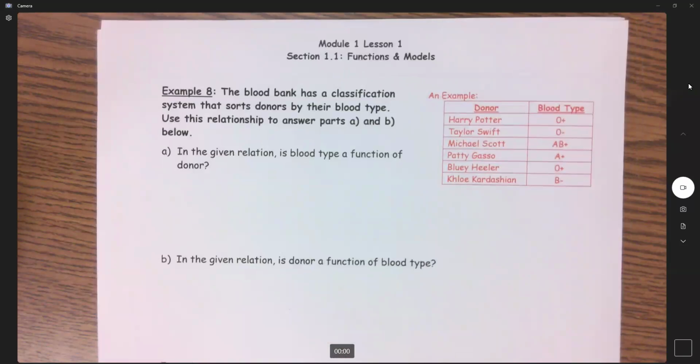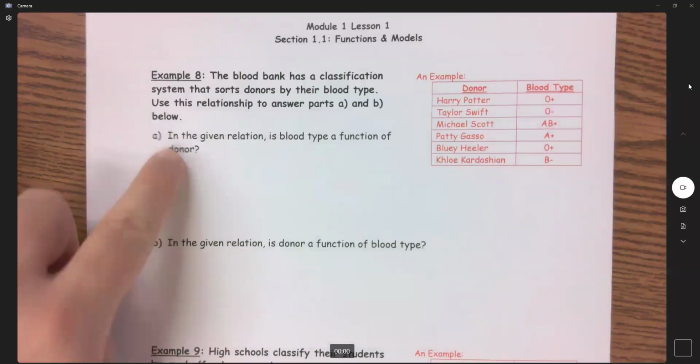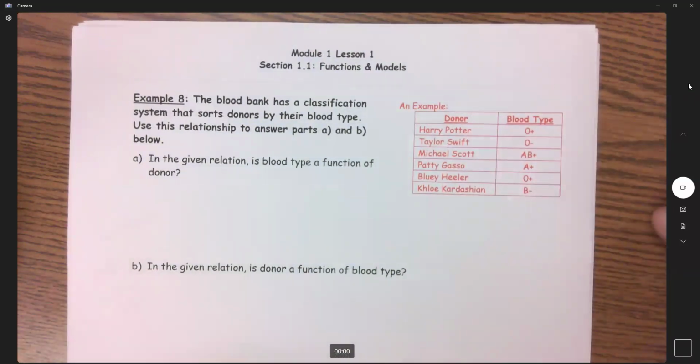Example 8 says the blood bank has a classification system that sorts donors by their blood type. Use this relation to answer parts A and B below. So in the given relation, is blood type a function of donor? And part B is, in the relation given, is donor a function of blood type? Okay, so before we get into A and B, here's an example over here of what we're talking about.